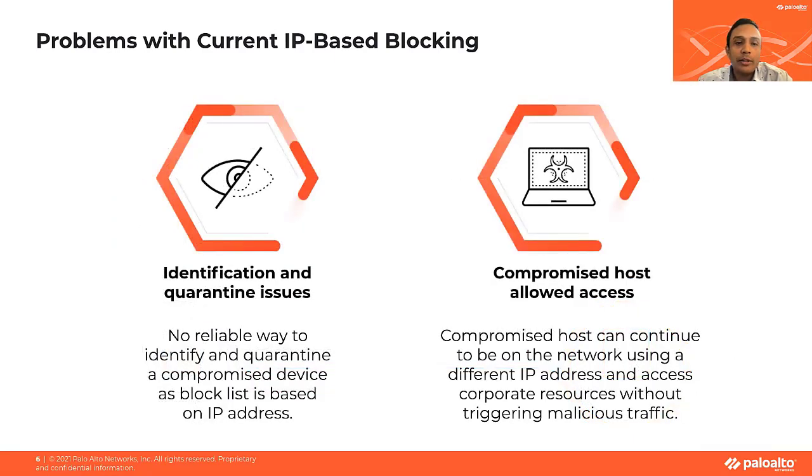Thus, as we have seen, there are some challenges with the current IP-based blocking. One is identification and quarantine of the compromised devices. There is no reliable way to do so. And the second, once the compromised devices are blocked using the IP address, those devices can connect back to the infrastructure using a different IP address. Next slide, please.